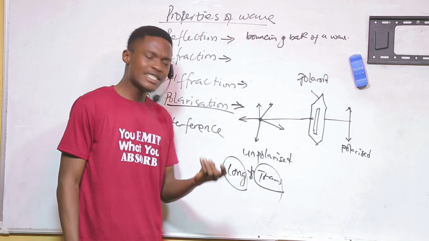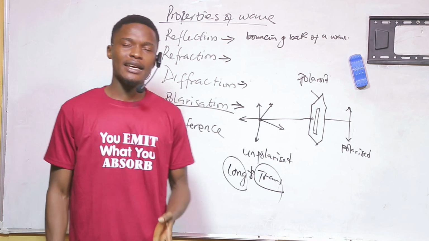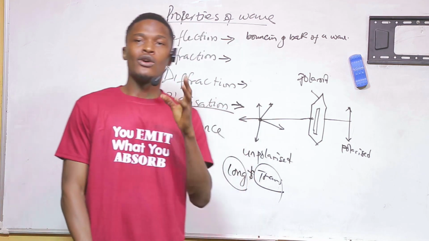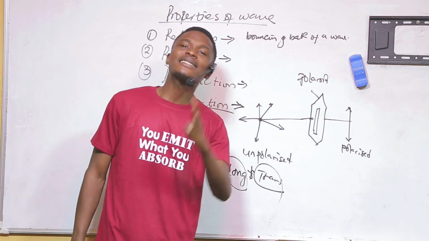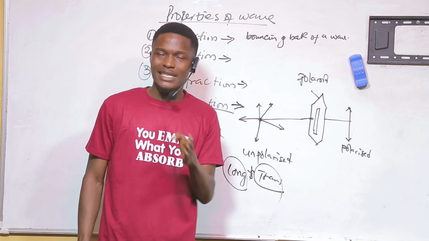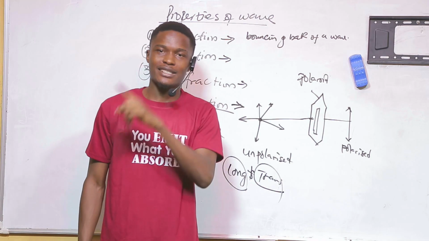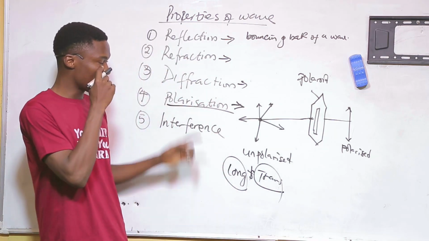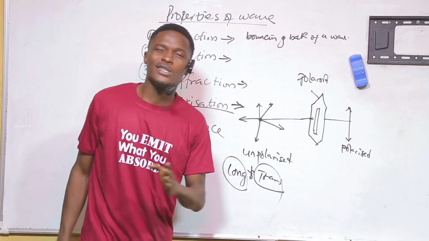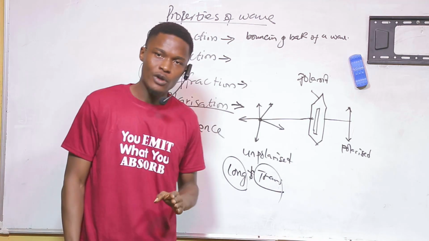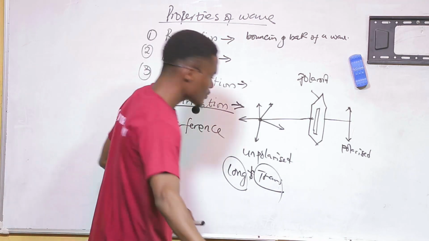In JAMB, you might see a question like, which property do we use to distinguish between sound and light? You can see that kind of question. Sound is longitudinal, light is transverse. So you can use the property of polarization to distinguish between both of them. Okay? Take note of that.